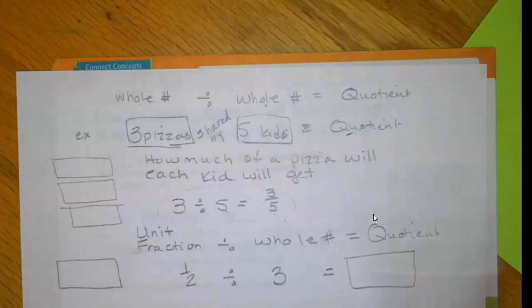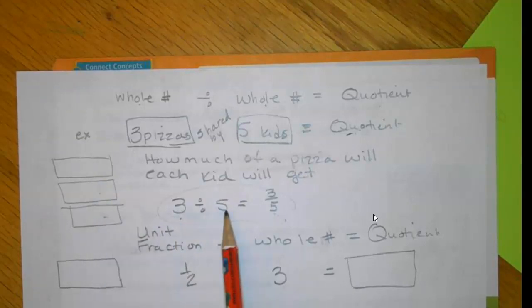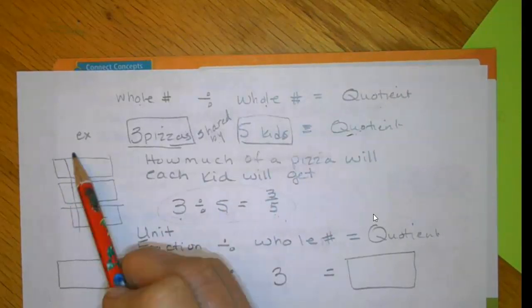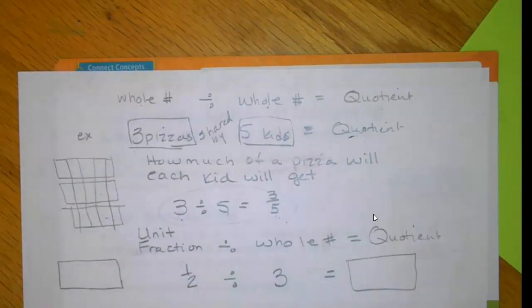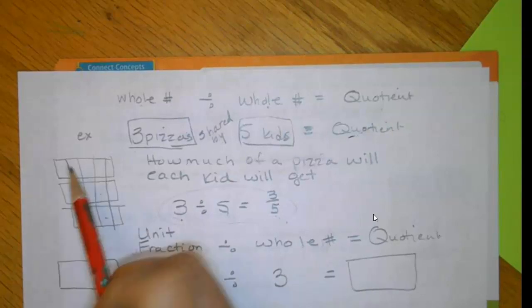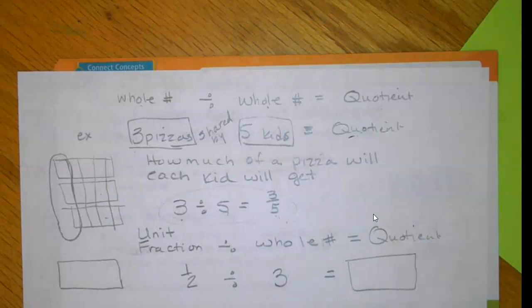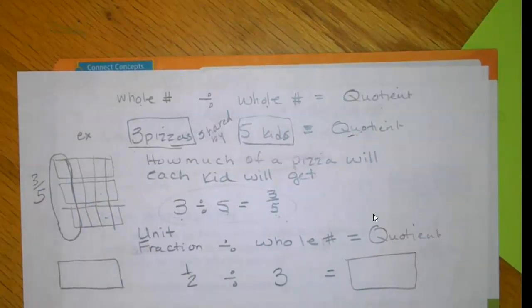All right, so we're starting out with 3 pizzas. That's what's being shared. That's our dividend. These represent our 3 pizzas. They're going to be divided evenly between 5 kids. So I'm just going to draw 1, 2, 3, 4 lines. So that chops each of them into 5 parts. So I know that each kid is going to get this much from each of those pizzas. And that will be 3 of the 1/5 size pieces. So each kid will get 3/5 of a pizza.